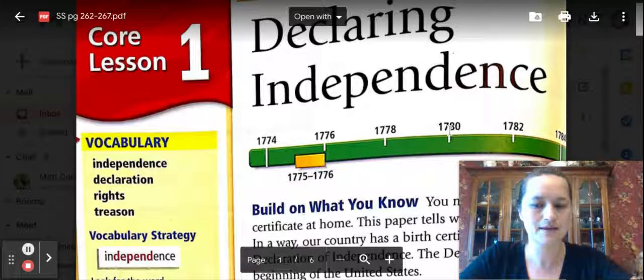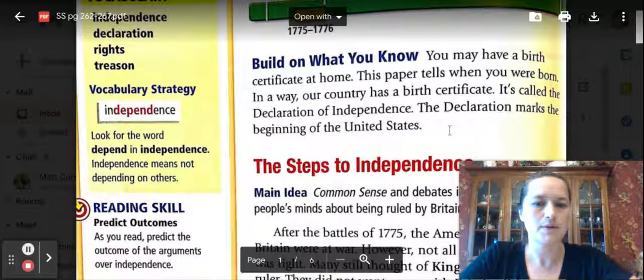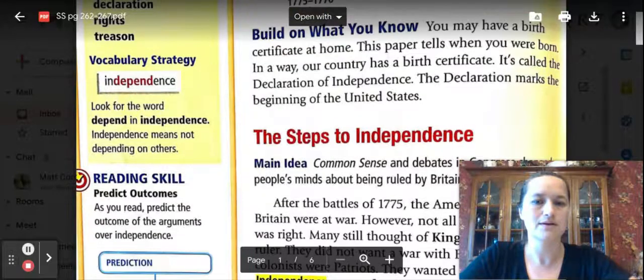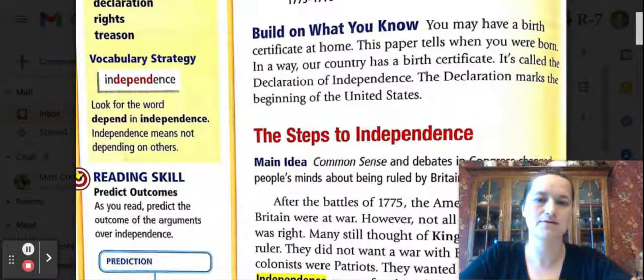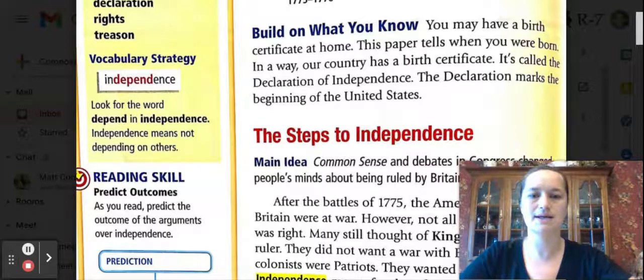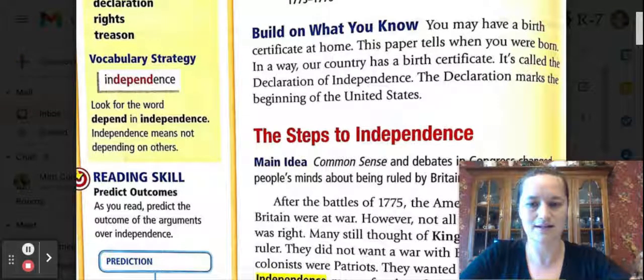So we're going to start by building on what you know. You may have a birth certificate at home. This paper tells you when you were born. In a way, our country has a birth certificate. It's called the Declaration of Independence. The Declaration marks the beginning of the United States. So, the steps to independence.